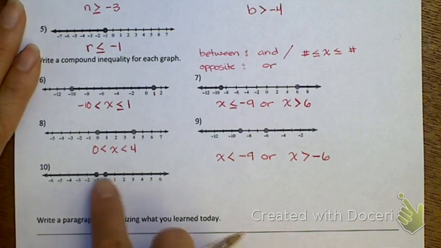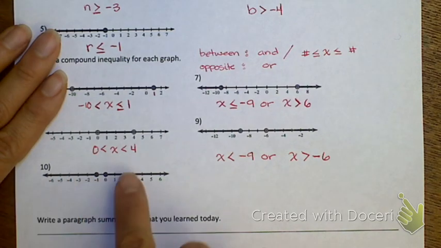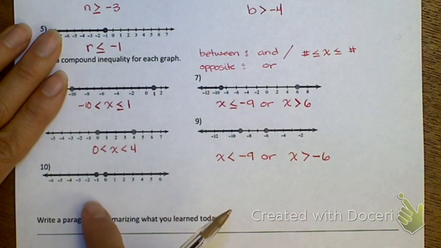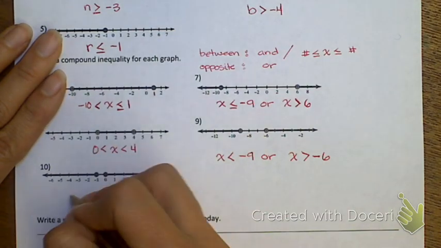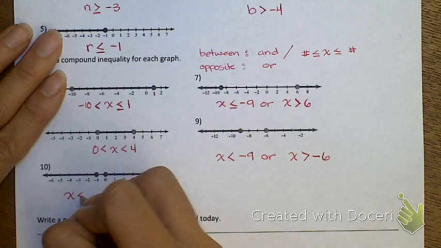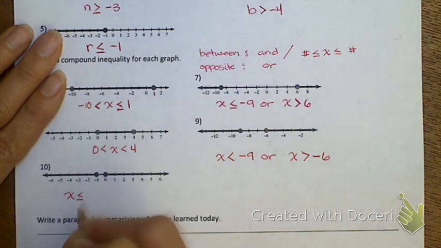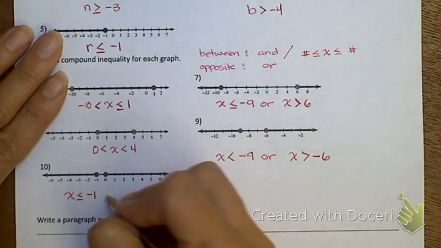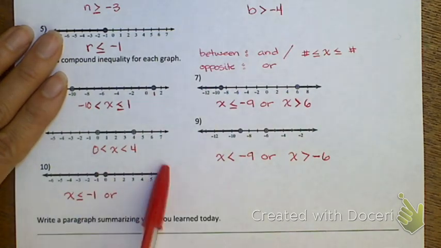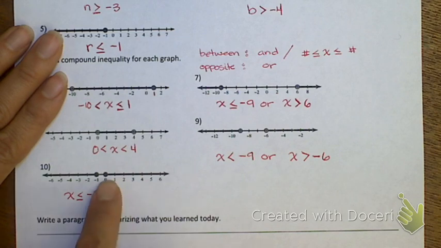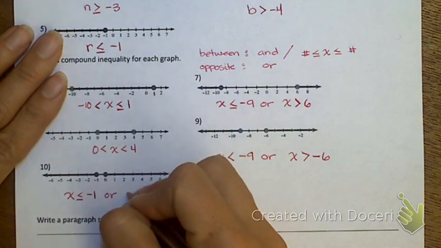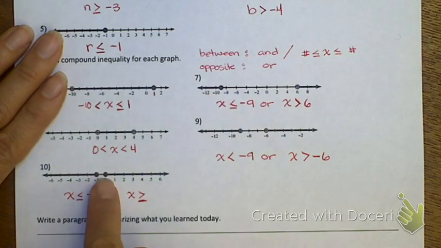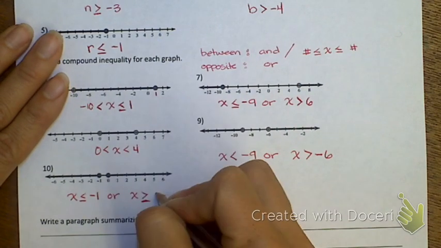Alright, last problem. I have the inequalities going away from each other, in opposite directions. So I'm going to go ahead and write an or inequality. For the first one over here, x is less than or equal to, because this is a closed circle, -1. Or I have this second inequality right here. Okay, it starts at 0 and it's increasing. So x is greater than or equal to, because it's filled in, 0.